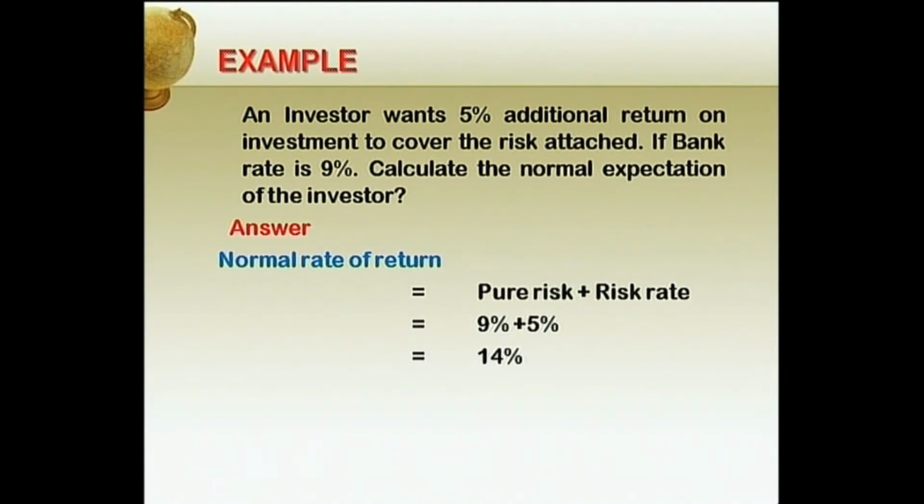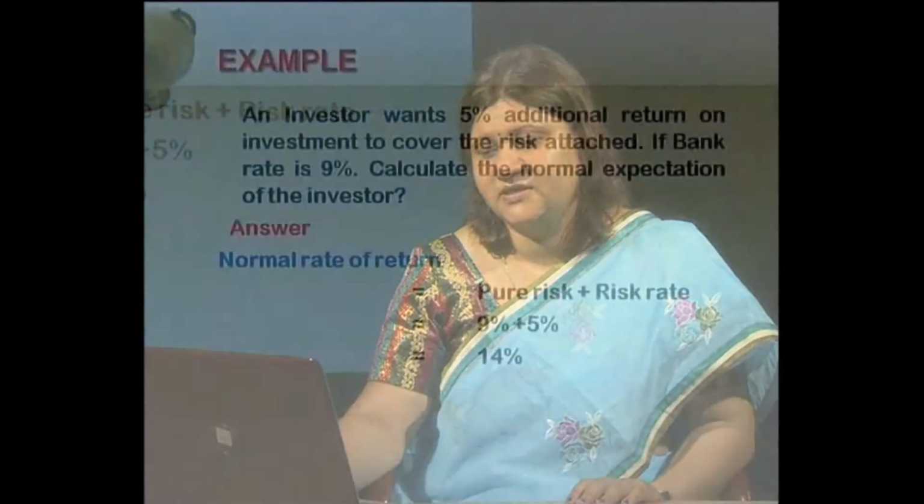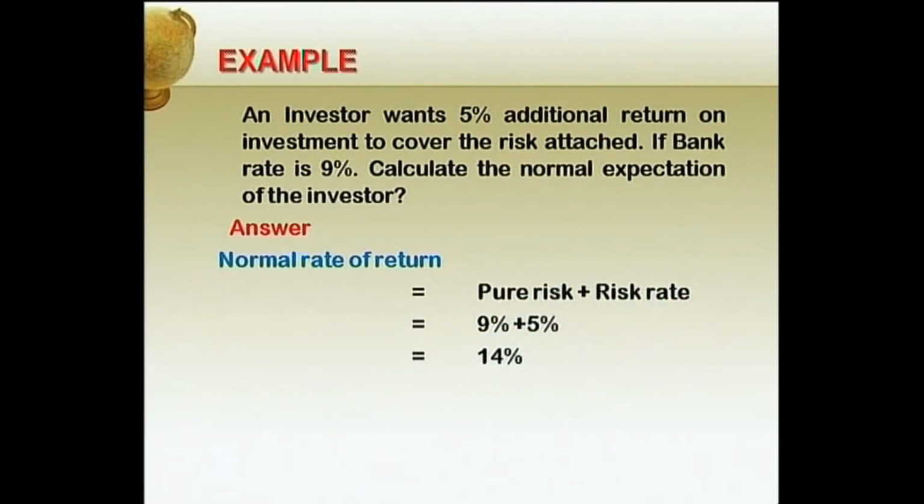The normal rate of return is equal to pure risk plus risk rate. So, pure risk is equal to the interest on the risk free investment, that is bank rate, it is 9%, and the additional risk which is being taken by the investor is 5%. So, 9% plus 5% will give us the normal rate of return to be 14%. So, this is the way normal rate of return is to be computed.